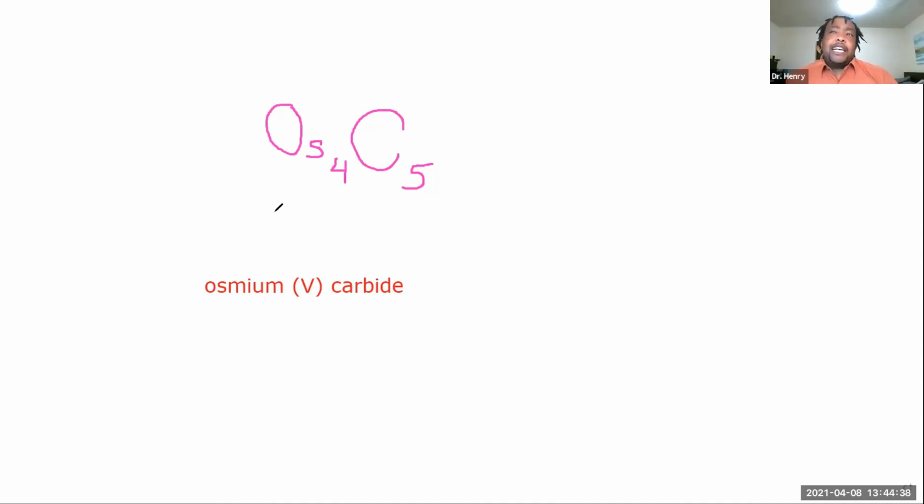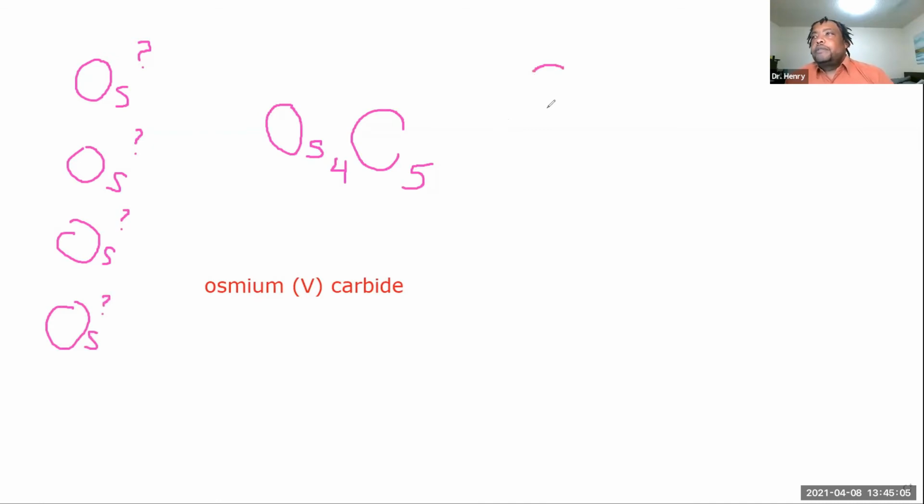So remember, there's no number right here. That lets me know how many osmiums there are. It doesn't tell me the Roman numeral. The charge tells me the Roman numeral. So if I have 4 osmiums, I'm going to put a question mark. What is the charge on carbon? It would be 4-. And I have 5 of those.